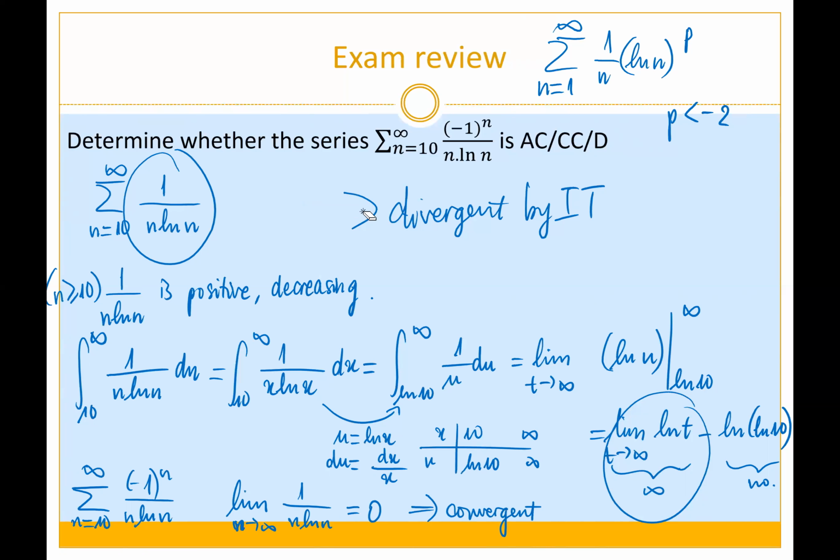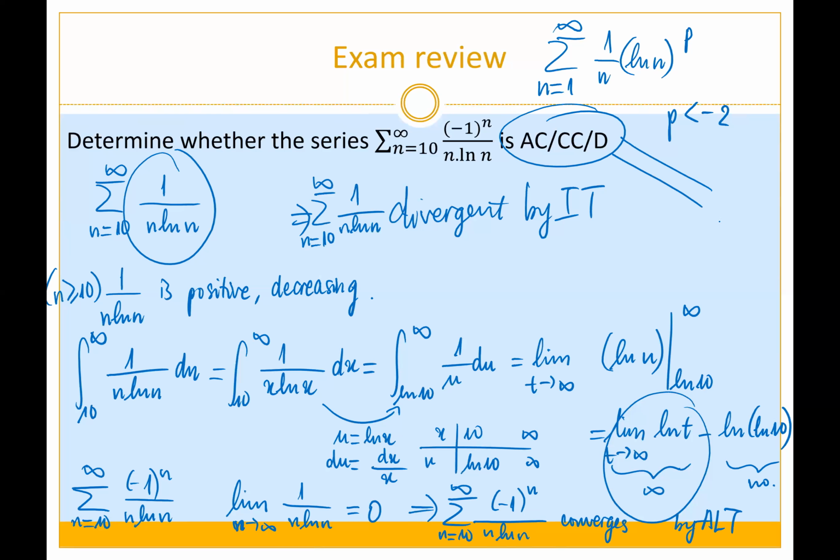So I will say the series of 1 over n ln of n is divergent, but the original series converges by the alternating series test. Therefore, my conclusion here is that it's conditionally convergent.